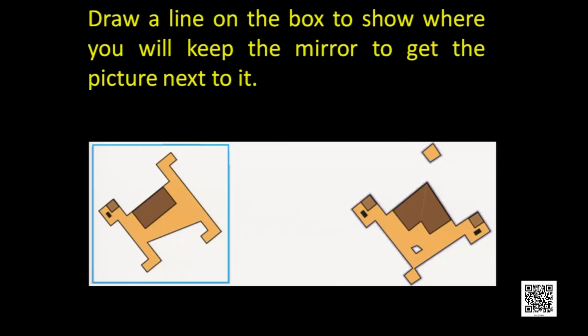Now we have to draw a line on the box. You see in the left side there is a box to show where you will keep the mirror to get the picture next to it. Now you see I am moving the mouse, you see the arrow, here there is a square. So, how will you get a square? You see this is the tail part. So, if I draw a line here, you see the movement of the arrow. If I draw a line here, I will get a triangle. Suppose this triangle, its image will be a triangle definitely. If two triangles are joined together, I am getting a square.